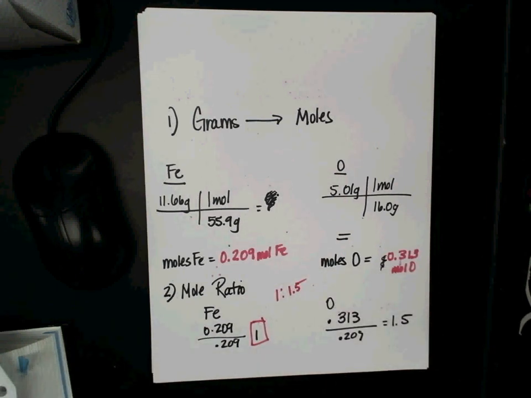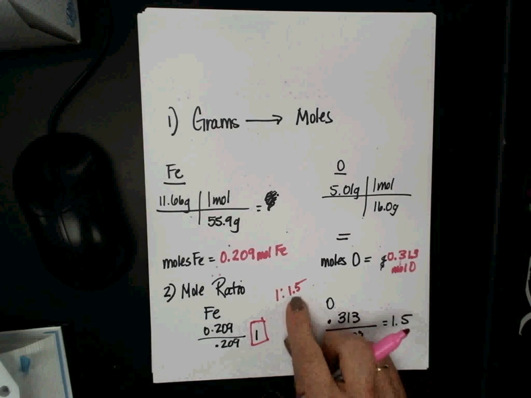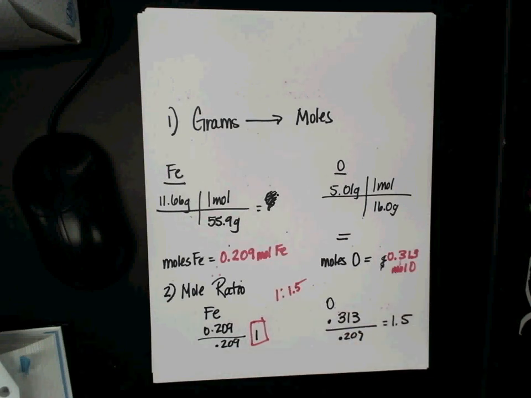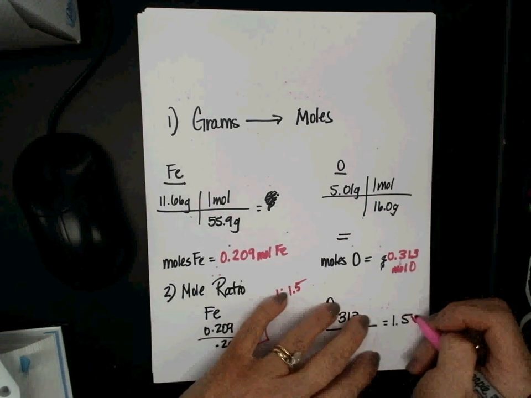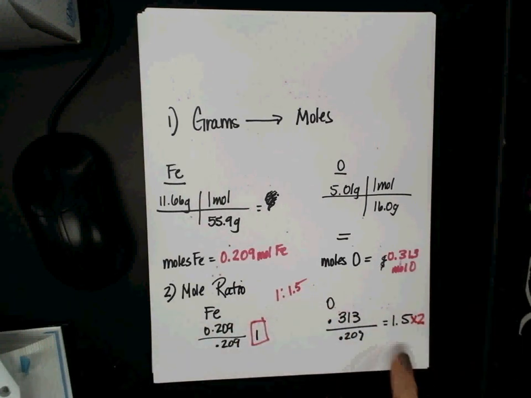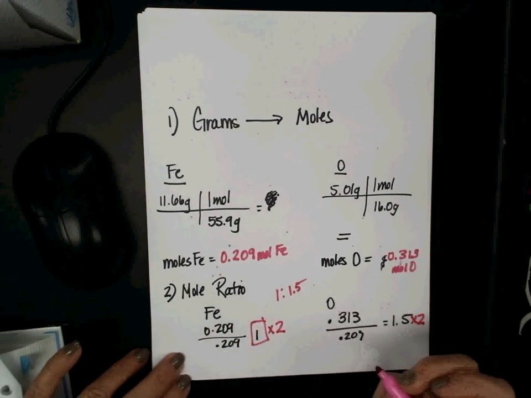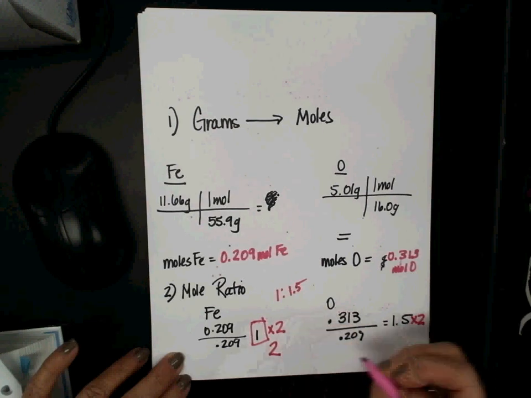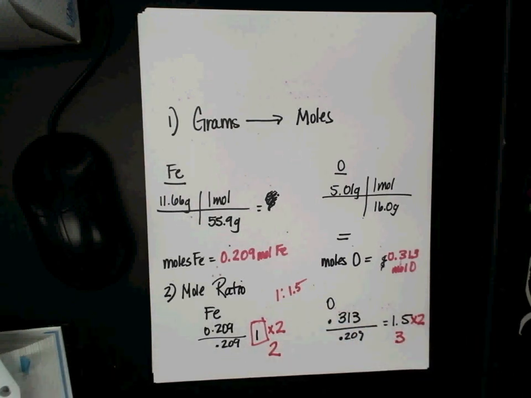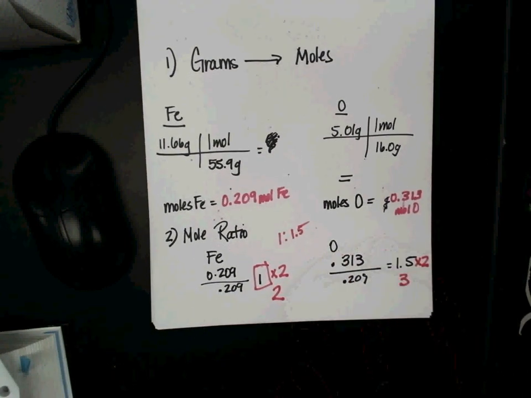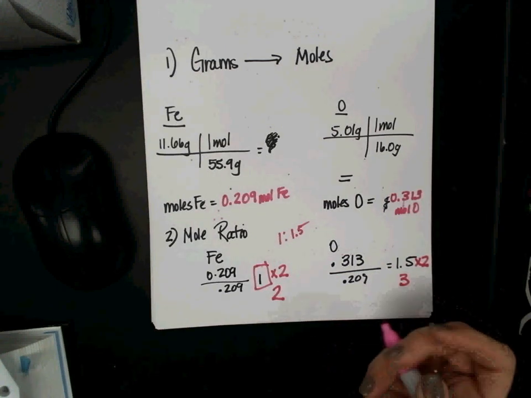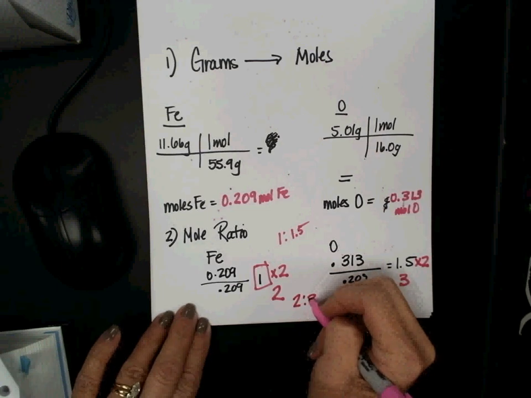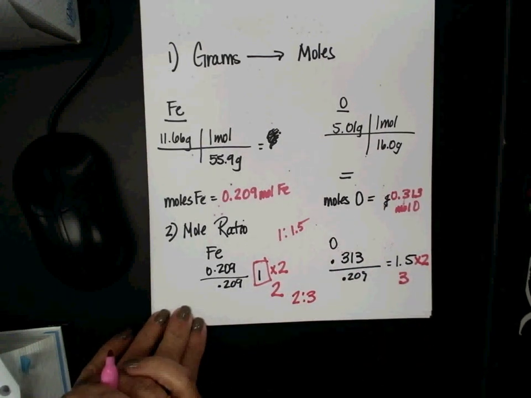Can I use 1.5? No. So what do you think I have to do to that? Multiply by 2. Anytime you get one of these, you're going to multiply by what you need to get it to be a whole number. So I have to take this times 2. Whatever I do to one, I have to do to the other. So I have to take this times 2. So that gives me a 2 here and a 3 here. So my mole ratio is 2 to 3.